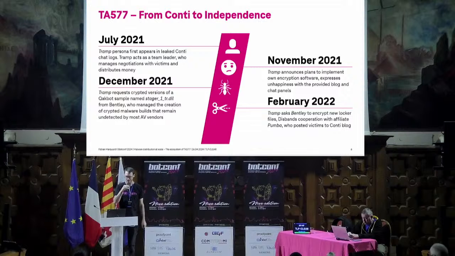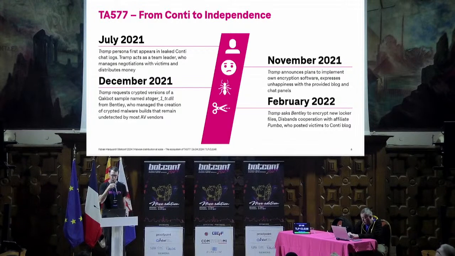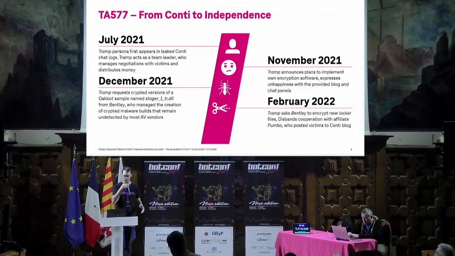First fact that I'm pointing out here is the Tramp persona, which was discovered through the Conti leaks. I'm sure a lot of you are familiar with that. So Tramp was within the Conti organization. He was kind of a team leader. He was coordinating negotiations with ransomware victims. He was also distributing money within his team. So he was quite an important figure in that organization.